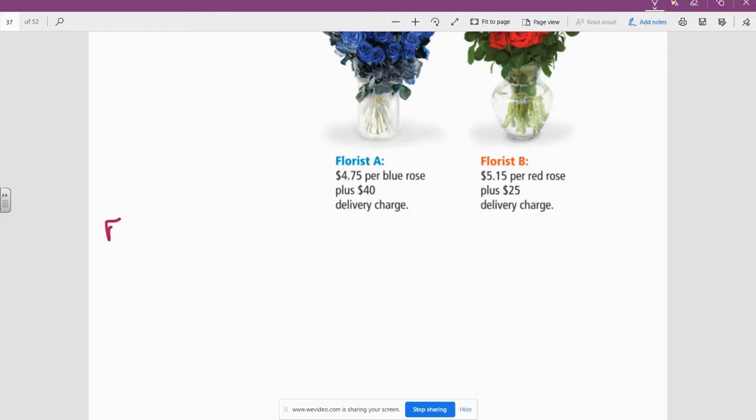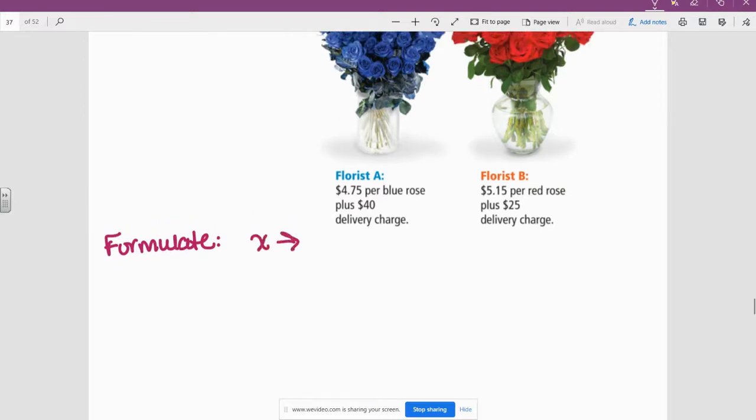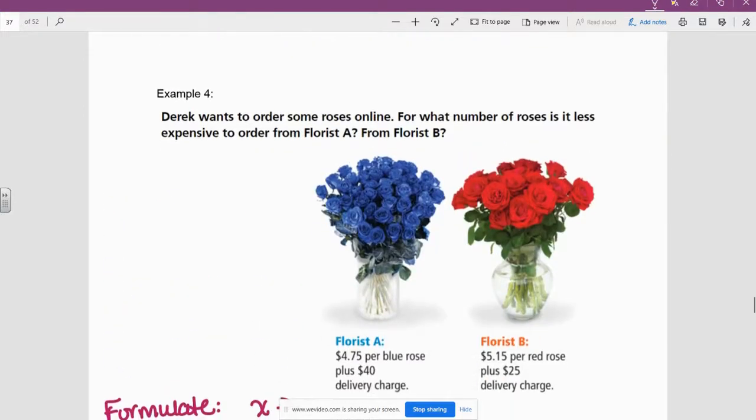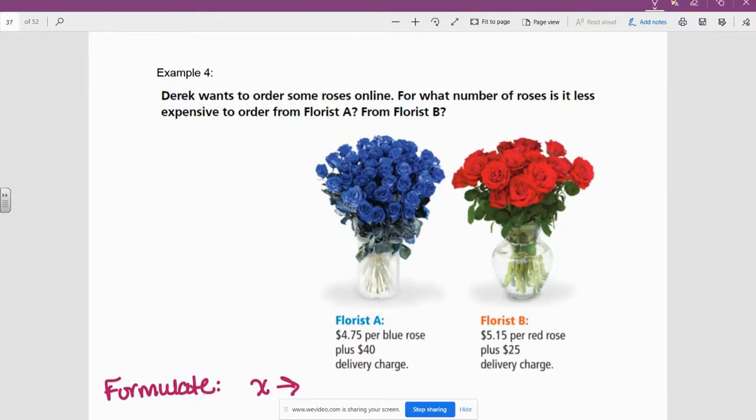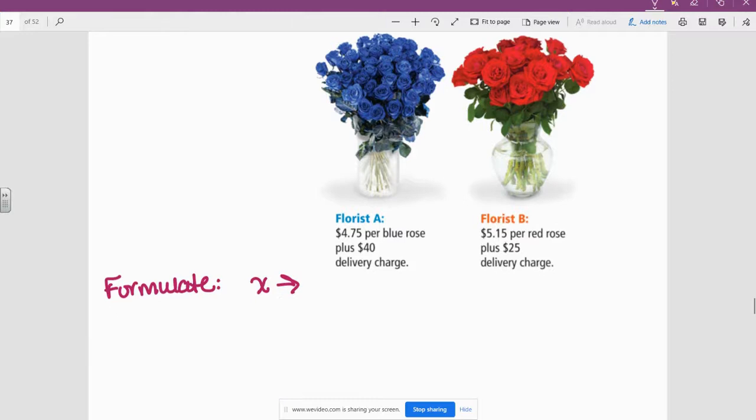So let's formulate. Since it's a storyline, you're going to go through your steps. So our formula, first thing I always do is figure out what x is. What's my unknown? What am I looking for? If I go back up here and look for my question, it says what number of roses? So x has to be the number of roses.